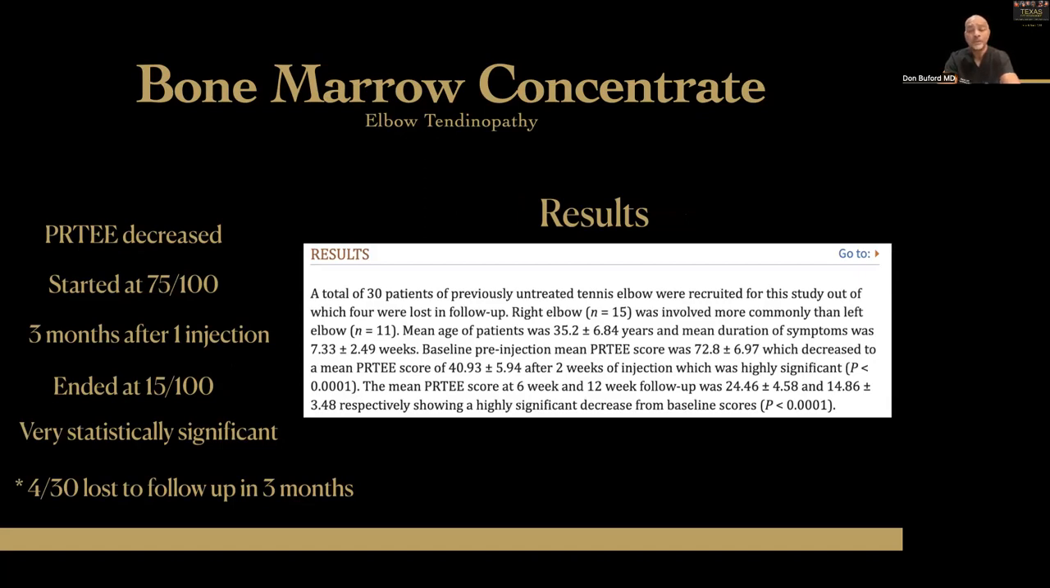It runs up to 100, where if someone's 100 out of 100, that means their elbow needs to be cut off because they're in mortal pain. These patients came into the study with a score of 75, which is bad. 3 months after this single injection of bone marrow concentrate, their end score was 15 out of 100, which is good. 0 is a normal elbow. And these results were highly statistically significant.